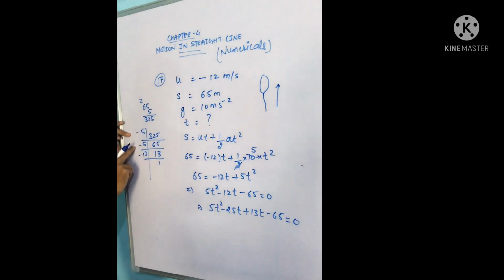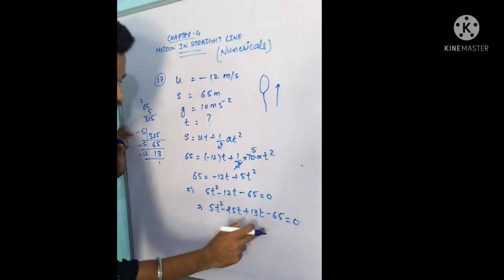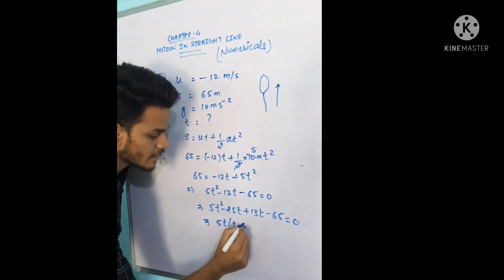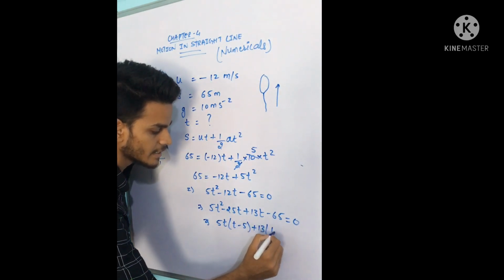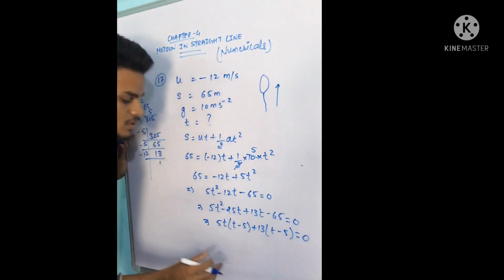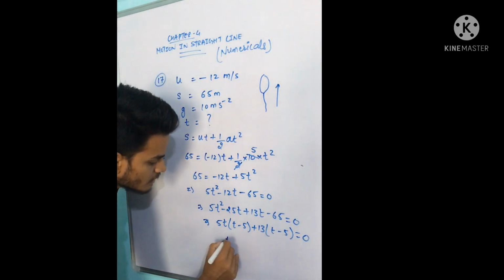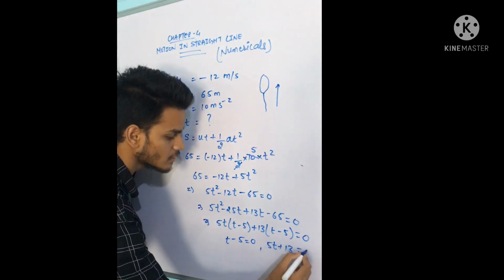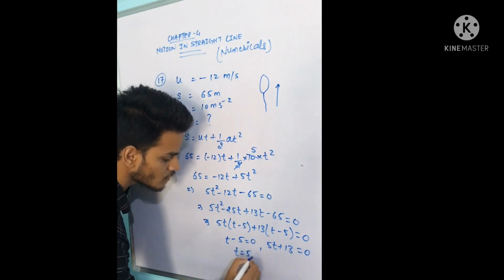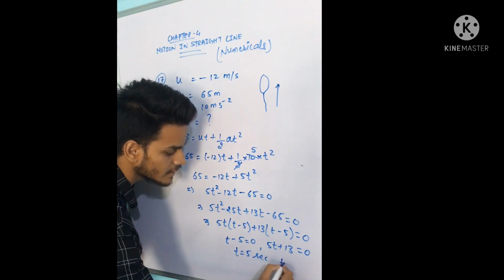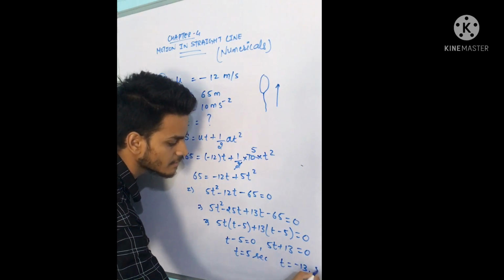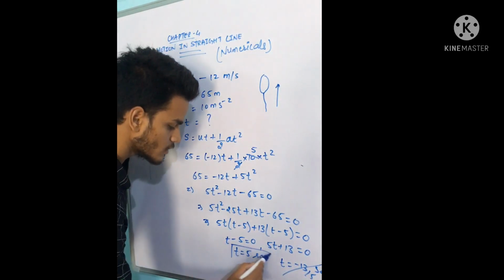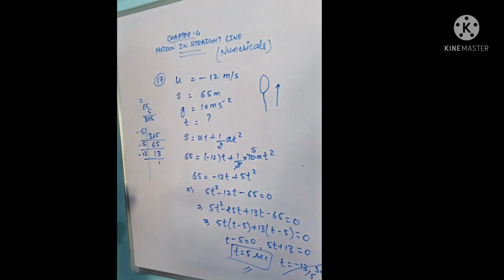Okay, minus 25 and plus 13. Taking out common 5t, we get t minus 5, 13 here, t minus 5 is equals to 0. Putting t minus 5 is equals to 0, and also 5t plus 13 is equals to 0. We get t is equals to 5 seconds, and here t is equals to minus 13 by 5 seconds. Time cannot be in minus, so we will take it as t is equals to 5 seconds, which is the answer.